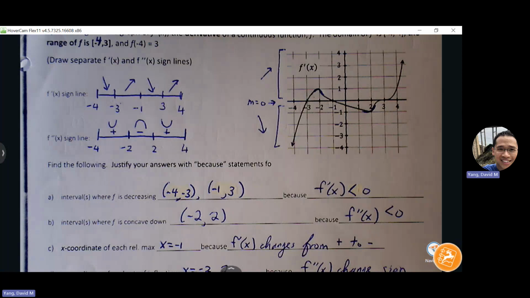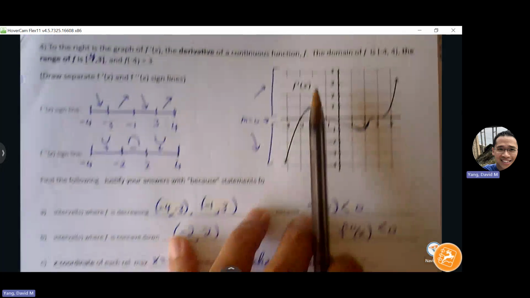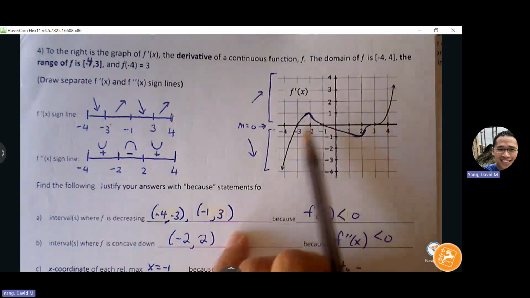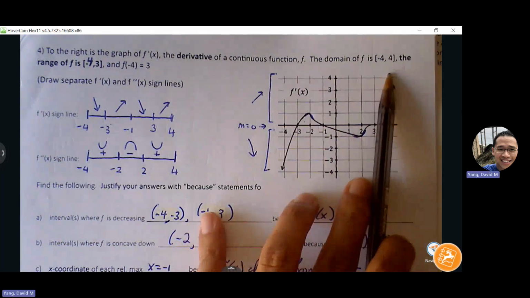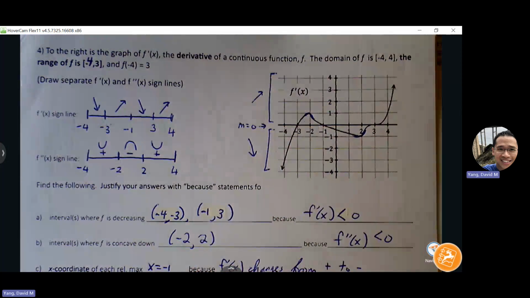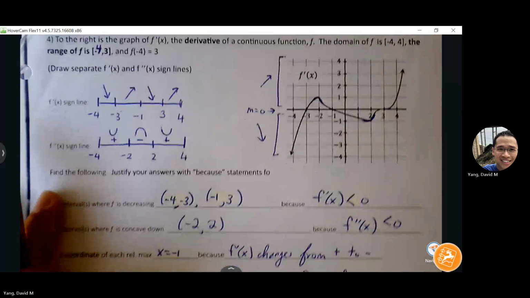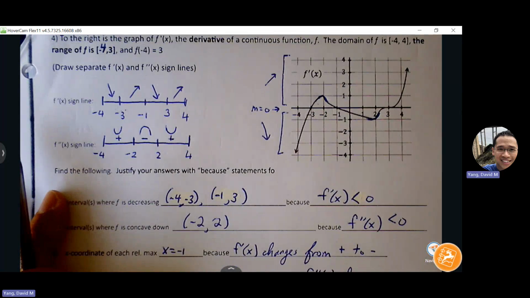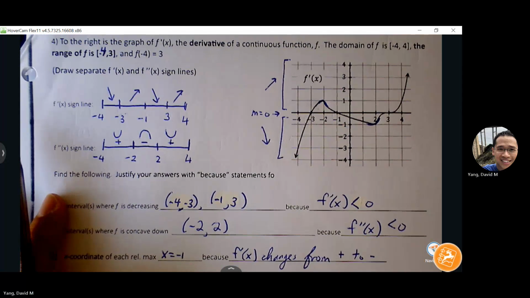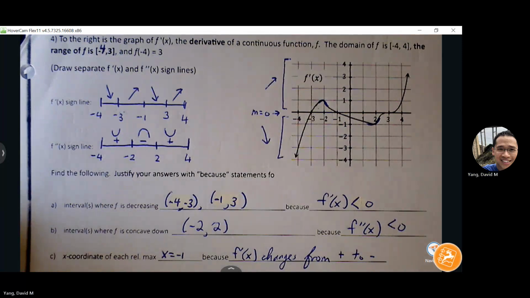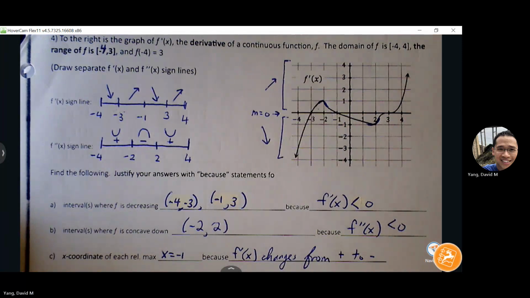Wait, how's the F prime graph domain different from the regular F(x) graph? There are arrows. Yeah, we're going to ignore the arrows and just look at the graph between -4 and 4. Okay. I put negative infinity, that's different. Okay.